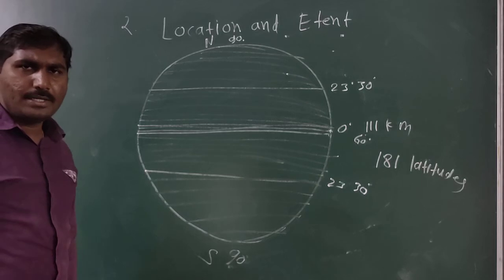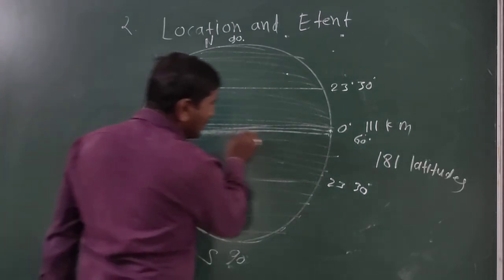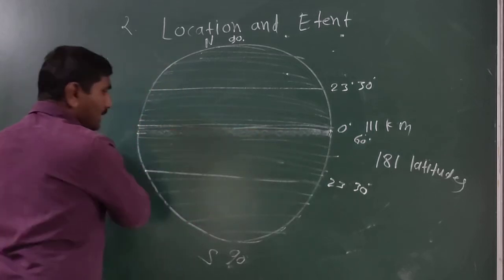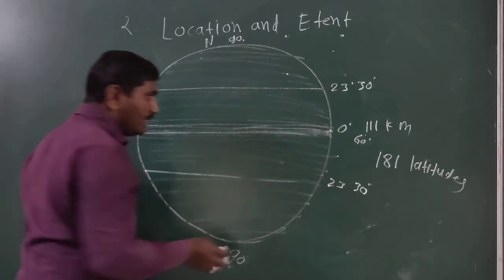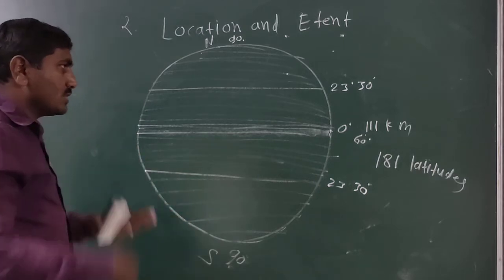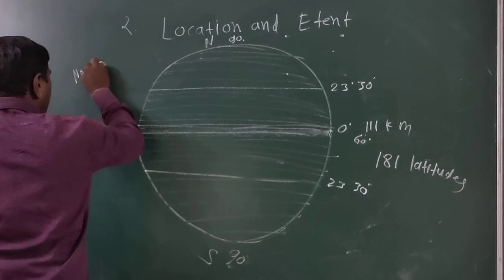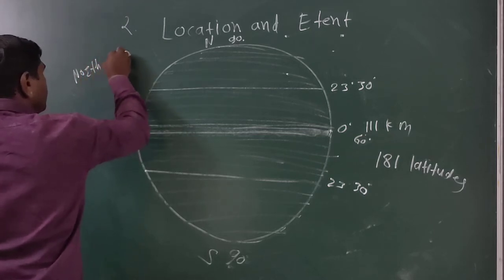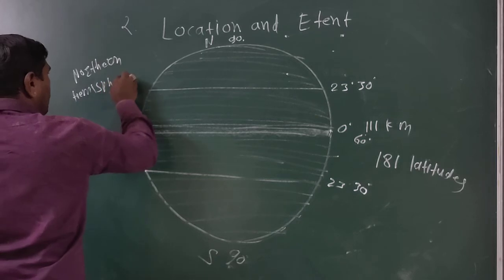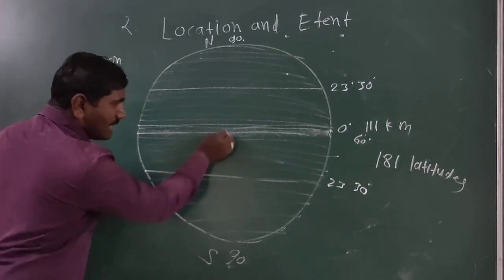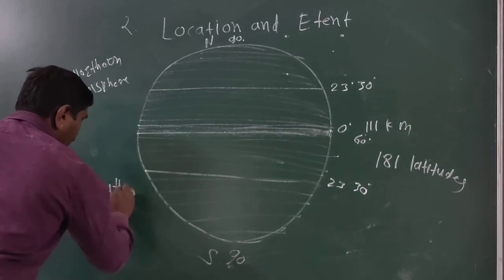Where is the location of India? Actually, this globe is divided by this equator, 0 degree. So due to this equator, our globe is divided into two sections. This northern section is called the northern hemisphere. And this southern part is called the southern hemisphere.